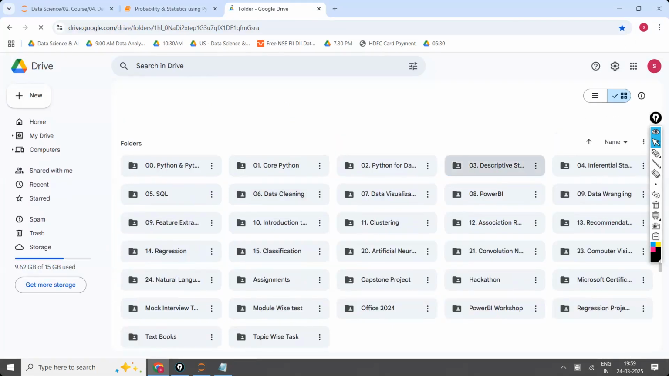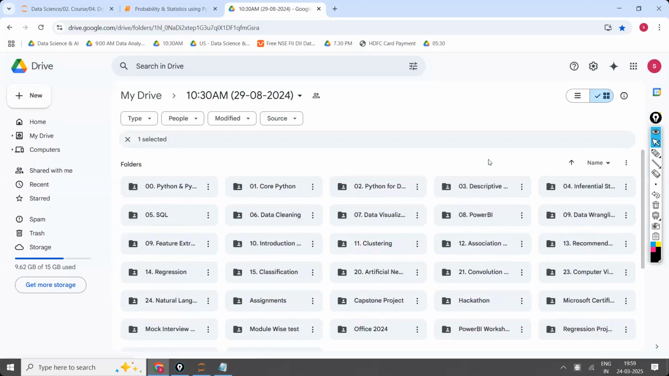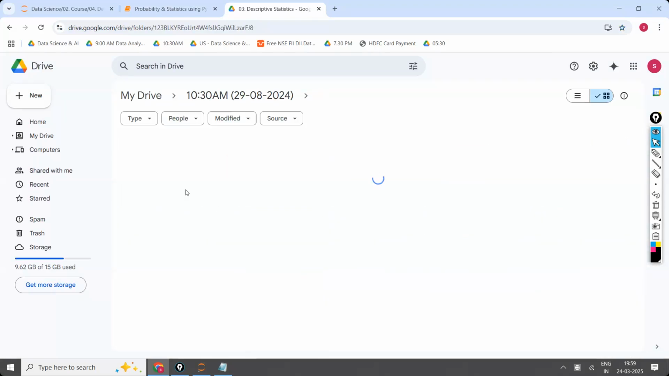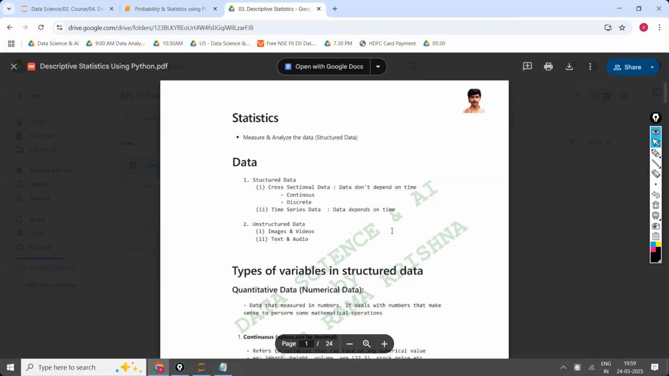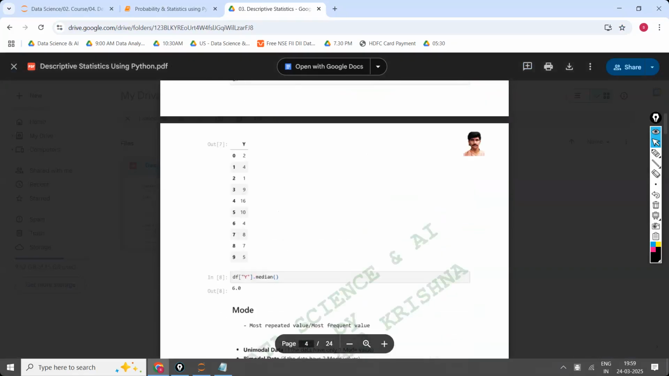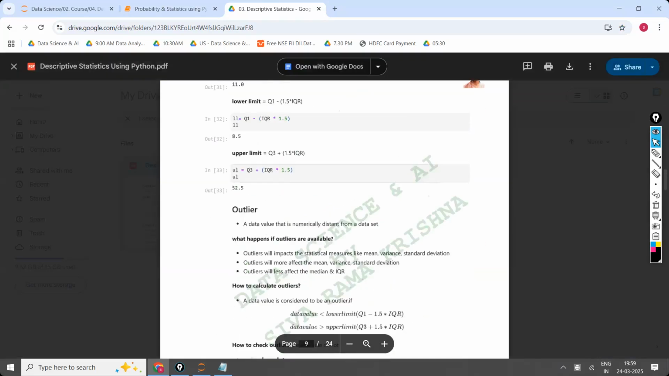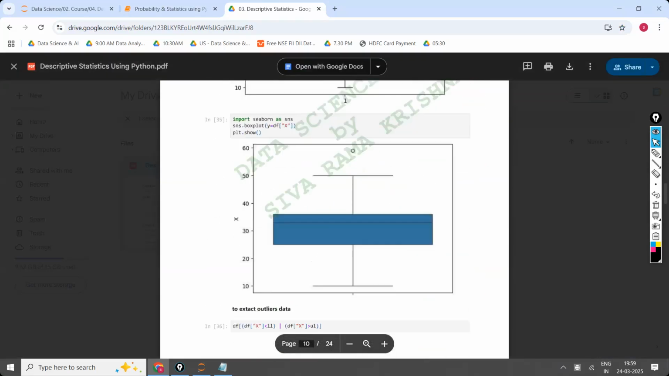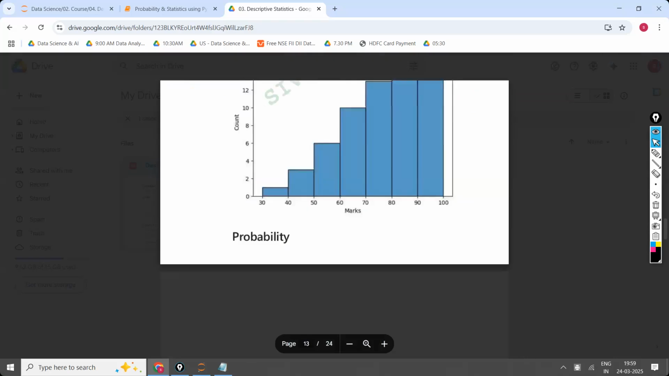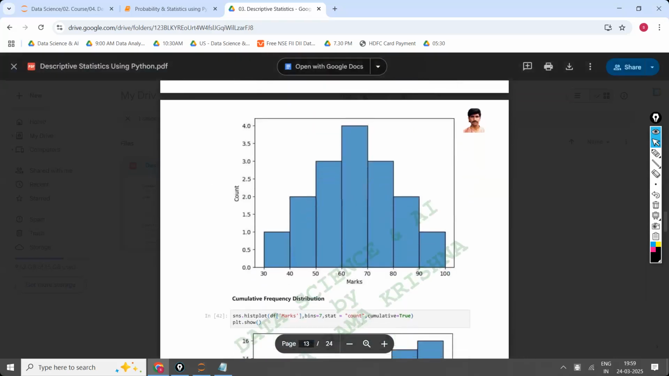I have not uploaded the statistics notes in your drive yet, right? So this is the PDF which I'm going to upload after the class. In this way, the PDF will be uploaded. And if you scroll down, here some plots are there. What are the plots we are having? We are going to discuss one by one. Now this is one of the plots.